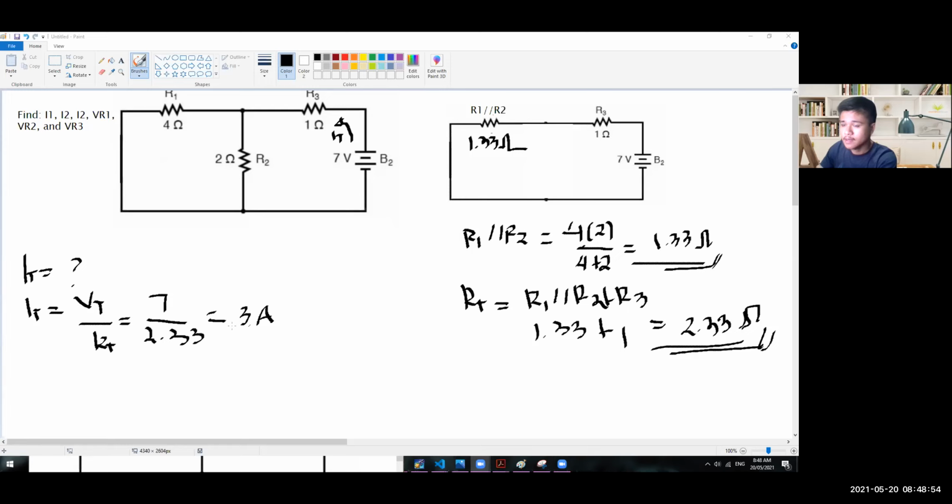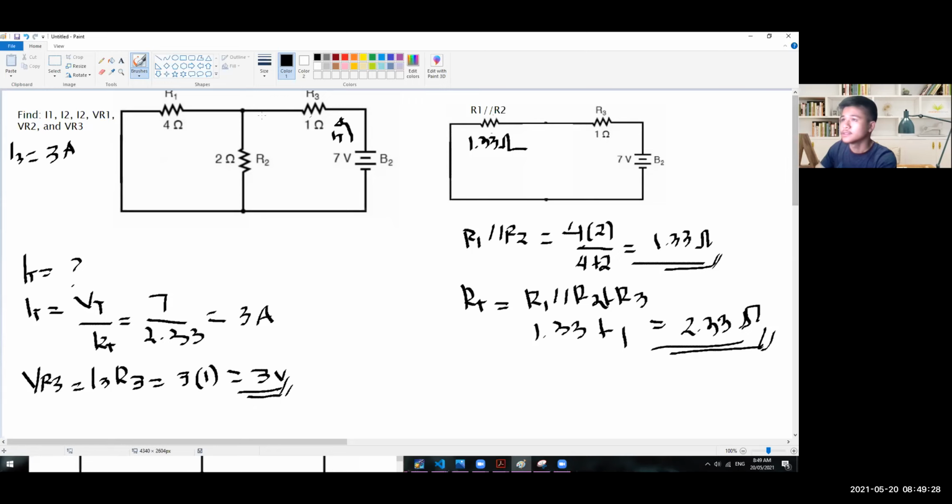So in here we can now see that I3 is also equal to I total, which is 3 amps. Since we already have the value of I3, we can now solve for VR3, or the voltage drop across R3. So VR3 is equal to I3 times R3, wherein I3 is 3 amps and R3 is 1 ohm. So 3 times 1 is 3 volts, right?